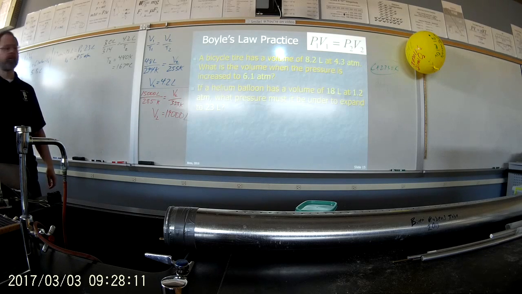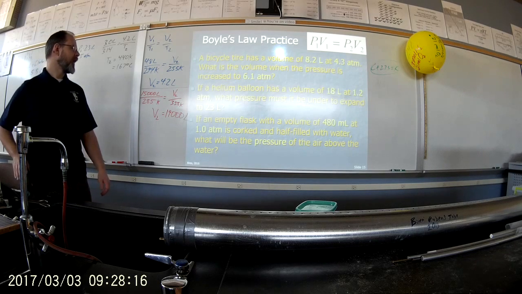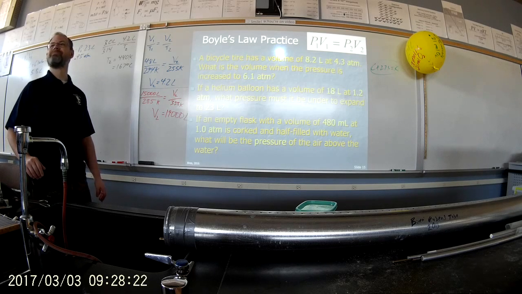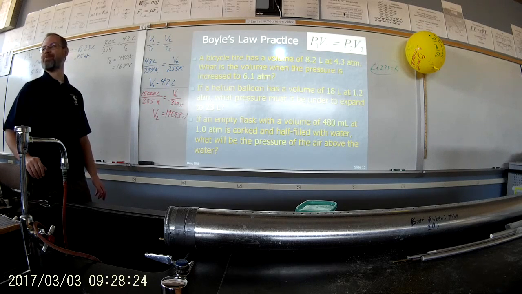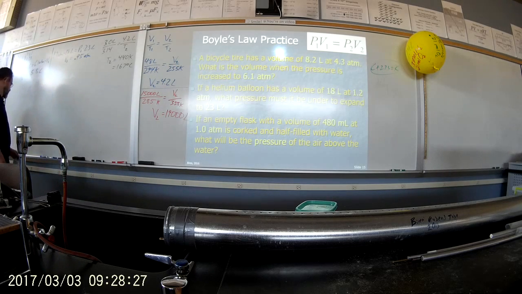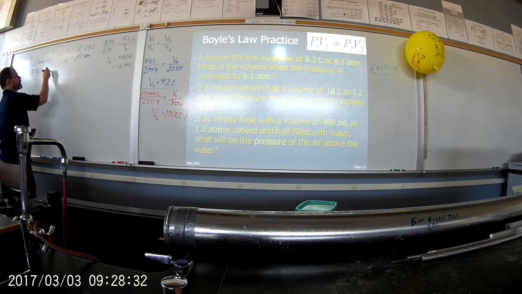This is kind of an interesting one. If an empty flask with a volume of 480 milliliters at 1 atmosphere is corked and then half filled with water, what will be the pressure of air above the water? Assuming we don't shatter the flask. This is one of those where you read the exercise and figure out what it's asking.